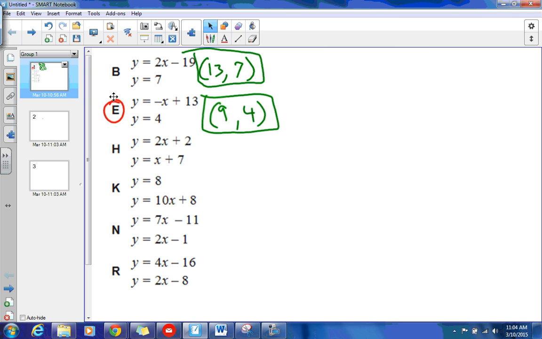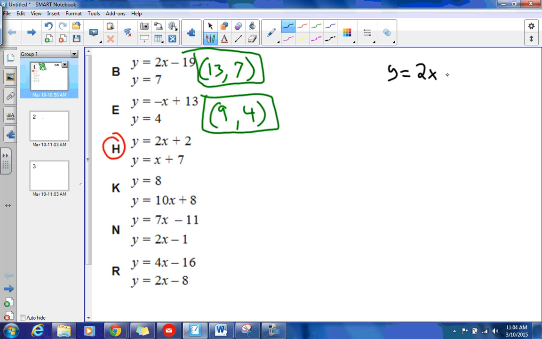We're going to work now with letter H. So this one, letter H, we have y equals 2x plus 2, y equals x plus 7. Now both of them have x in them, so we don't yet know the number for x or the number for y, but we'll follow the same steps. I'll use purple this time.